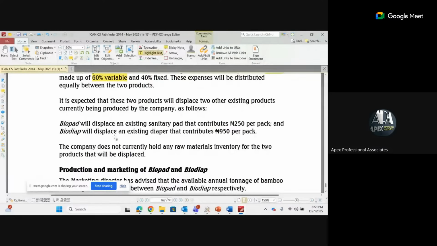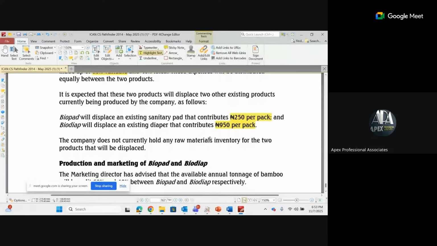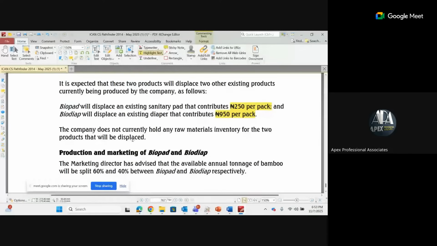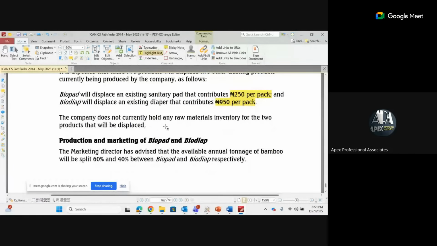It is expected that these two products will displace two other existing products currently being produced by the company as follows. Biodap will displace an existing sanitary pad that contributes 250 naira per pack. We are going to consider this. It's like an opportunity cost because producing this will bring down this. So the contribution that we are getting from this, we have to factor it in our contribution and relevant costing analysis. The company does not currently hold any raw material inventory for the two products that will be displaced. So this is very, very important.